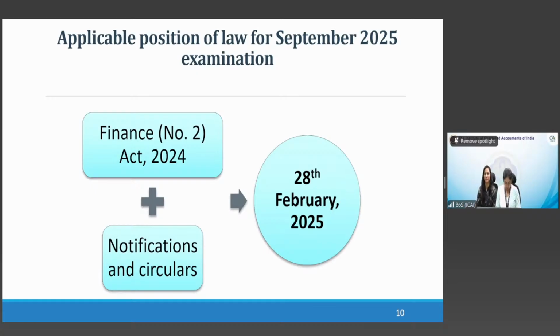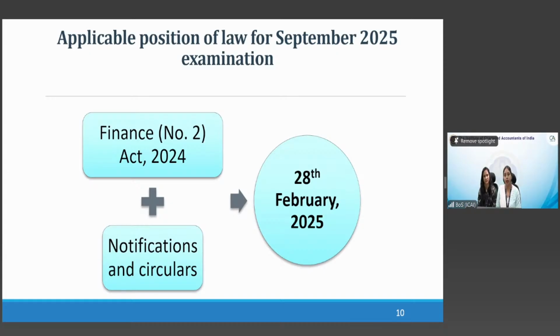They are already web hosted under the BoS knowledge portal named as statutory updates. So both of these, the amendments made by the Finance (No. 2) Act 2024 and the significant notifications and circulars till 28th of Feb 2025, are applicable for your examination. Why is it more relevant? Because Finance Act amendments generally get effective from a later date, and this time most of the Finance (No. 2) Act 2024 amendments became effective from 1st November. So that was after the cutoff which is applicable for May 25.